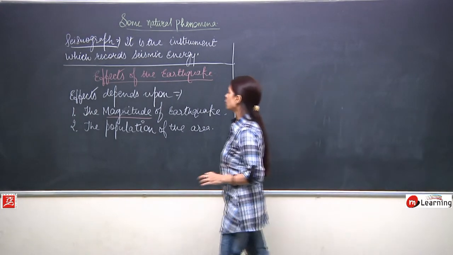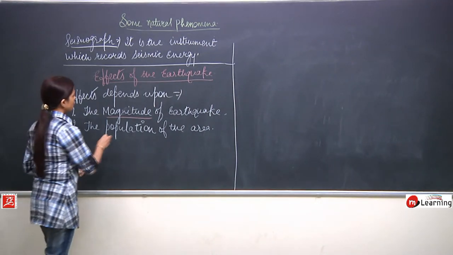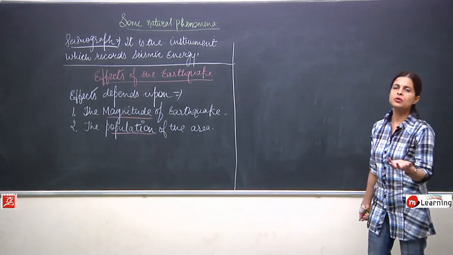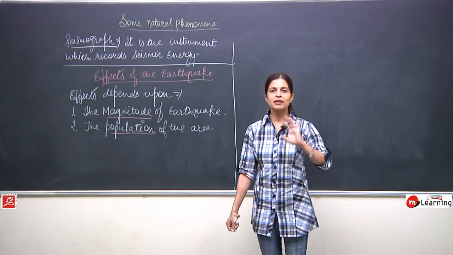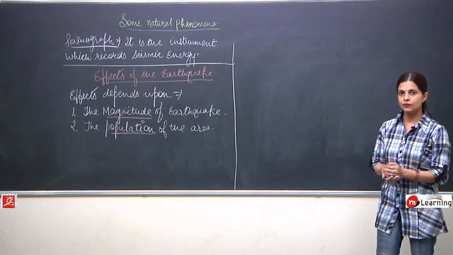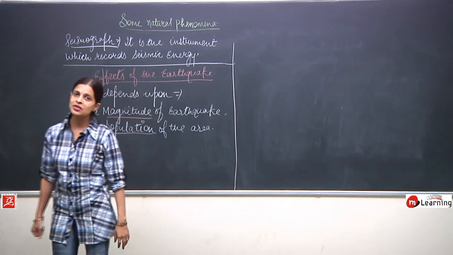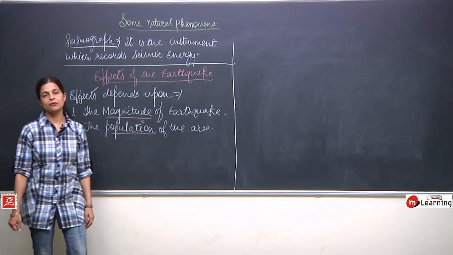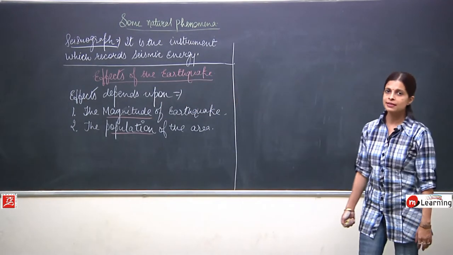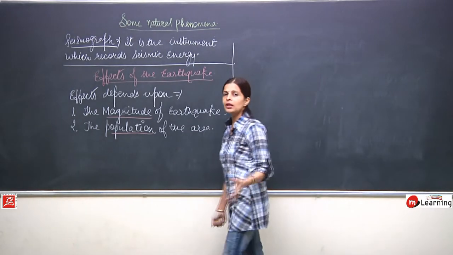Please do not forget this important word. Now, what is the second thing on which the effects depend? Population. Suppose the earthquake has come in some part where there is no life, a very small part, on the poles where there is no life. Everywhere else life is there, but if the place is highly populated, obviously the destruction will be more, hundreds and thousands of people, 100,000 people will be losing their lives, isn't it? So these two things are very, very important, children. Which two things? The magnitude and the population.